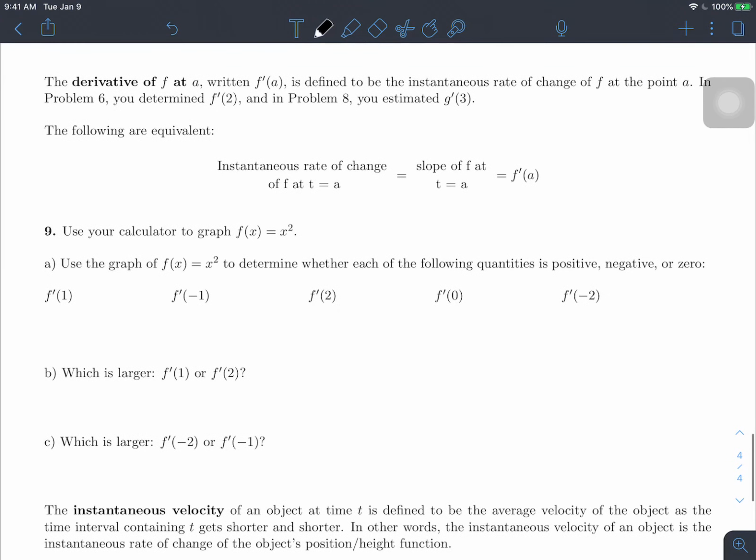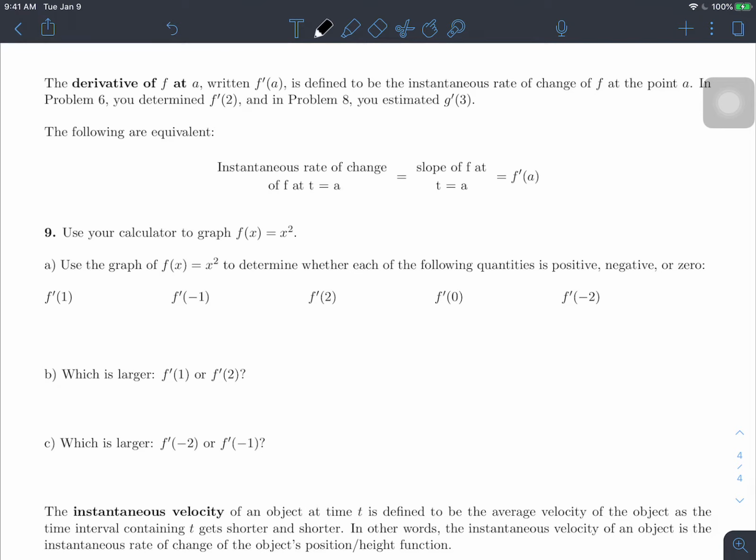Okay, the derivative of f at a, written f prime of a, so this is a preview for next time, is defined to be the instantaneous rate of change of f at the point a. Okay, that's what we call the derivative. What we're going to learn later is much more convenient ways of computing it than what we've done today.